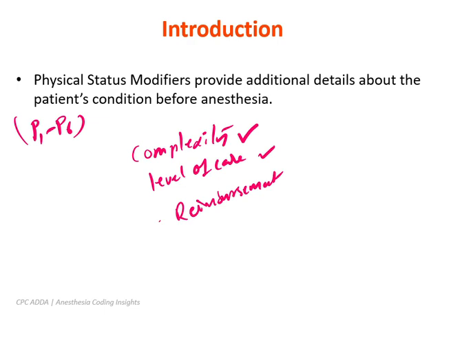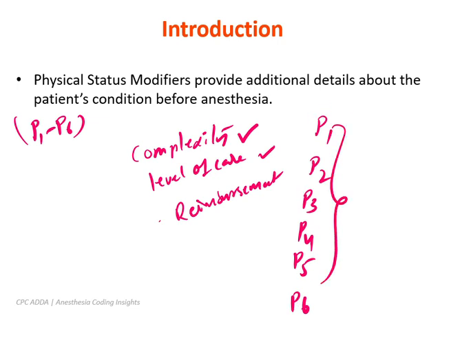Physical status modifiers are used to describe a patient's medical condition prior to undergoing anesthesia. In other words, at the time of administering anesthesia, what is the physical status of the patient? So we have 6 physical status modifiers: P1, P2, P3, P4, P5 and P6, which are used in anesthesia.